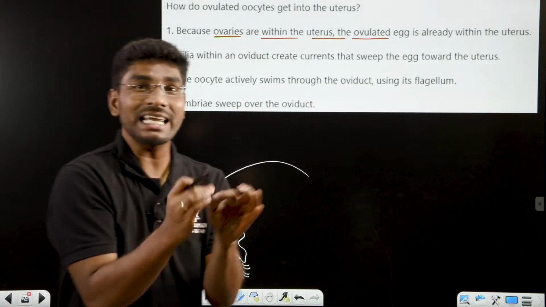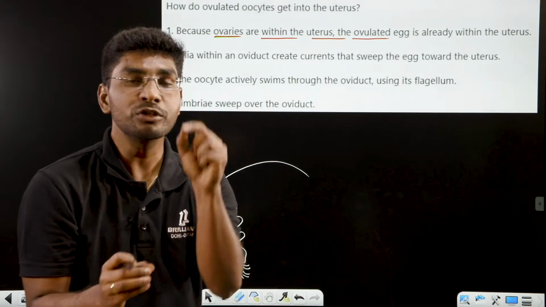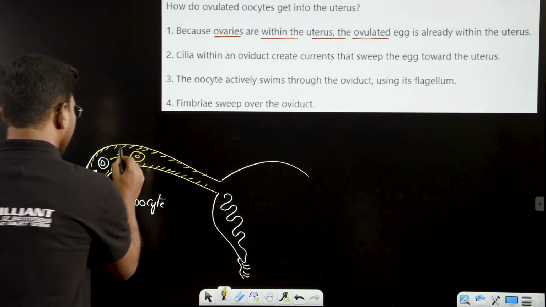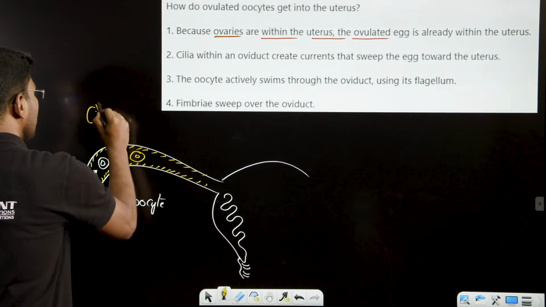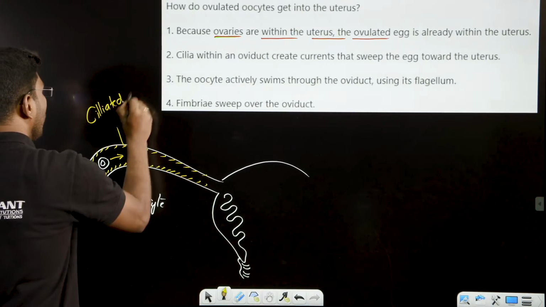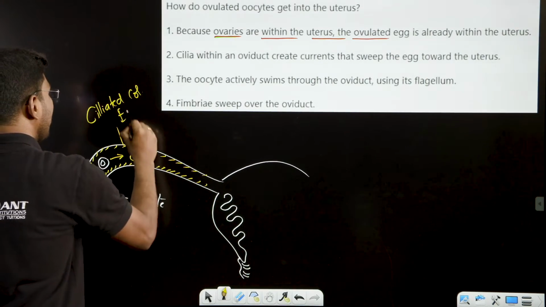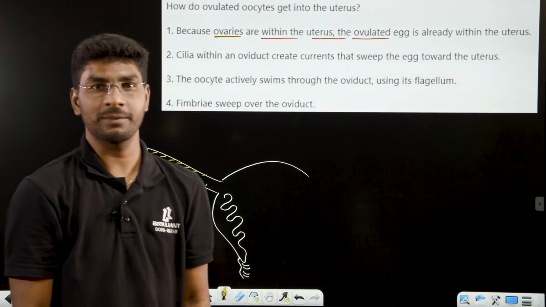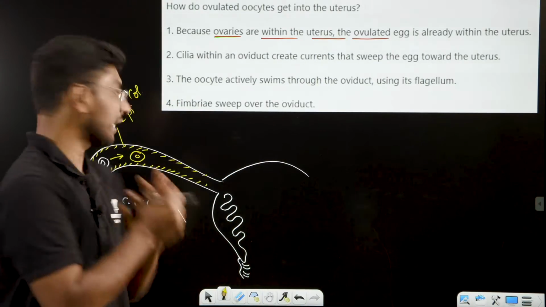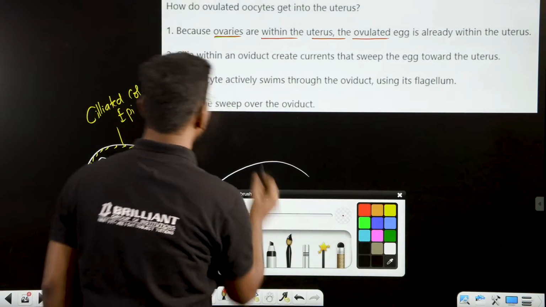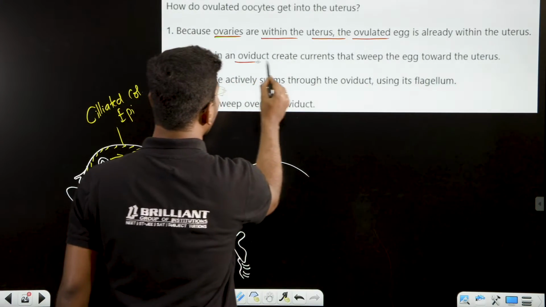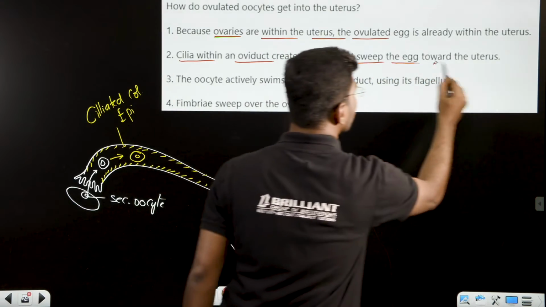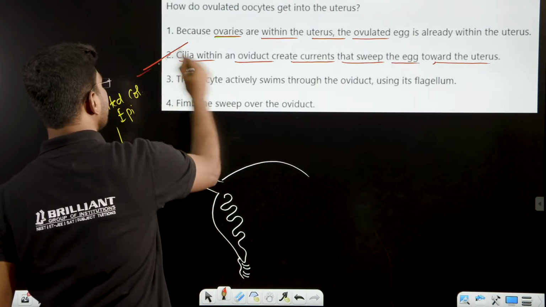So what is in the wall of the fallopian tube? Small cilia, ciliated columnar epithelium. Let me write here, these structures are known as ciliated columnar epithelium, which helps to move the egg towards the uterus. You got my point? Now pick up the correct answer. What is the right answer now? Cilia within the oviduct create the current that sweeps the egg toward the uterus. This option is absolutely correct.